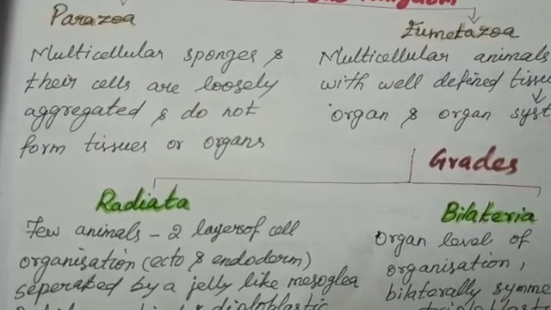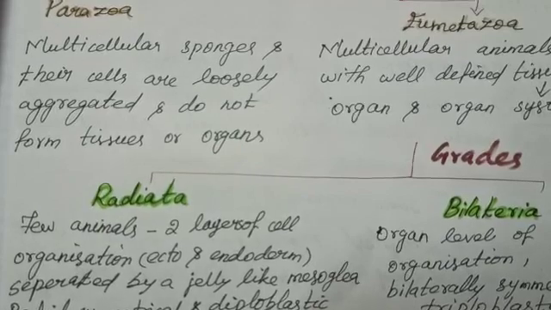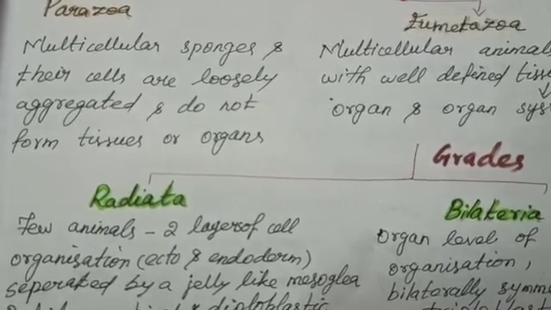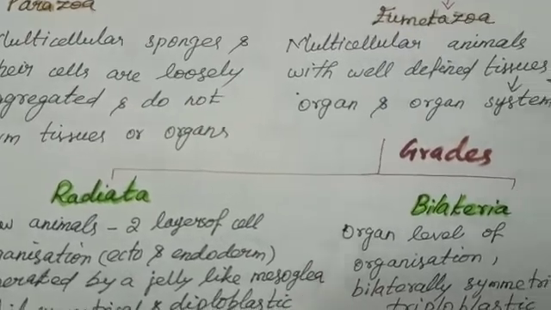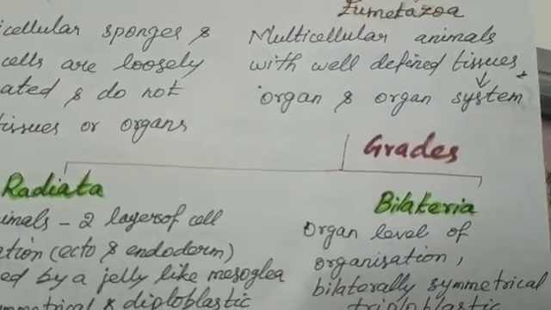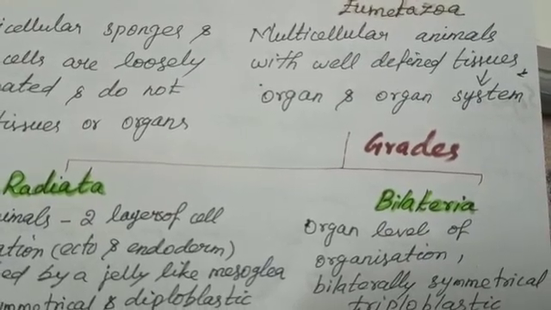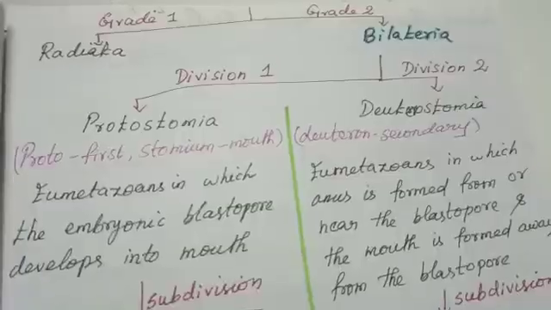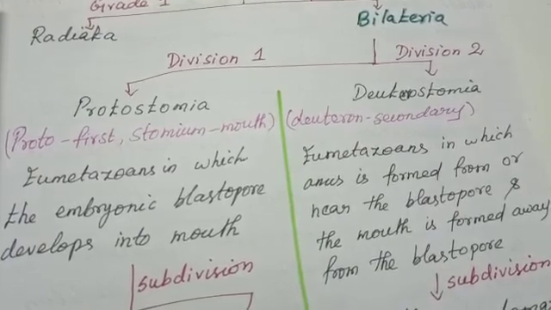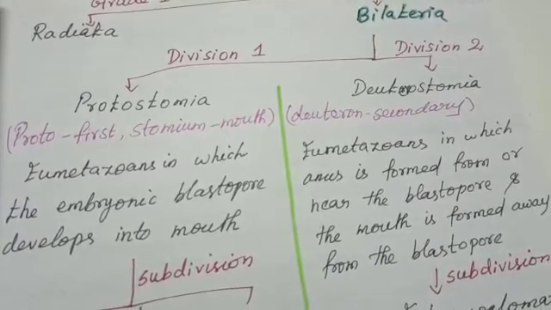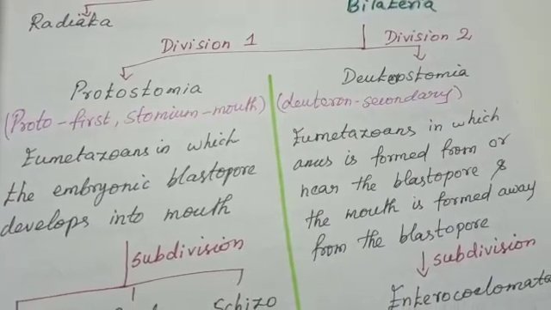In Radiata, animals have a two-layered cell organization, ectoderm and endoderm, separated by a jelly-like mesoglea. They show radial symmetry and are diploblastic animals. In Bilateria, organ-level organization occurs. They are bilaterally symmetrical and triploblastic animals. See again, grade 1 Radiata, grade 2 Bilateria. They are again divided into divisions. The Bilateria has two divisions, protostomia and deuterostomia.